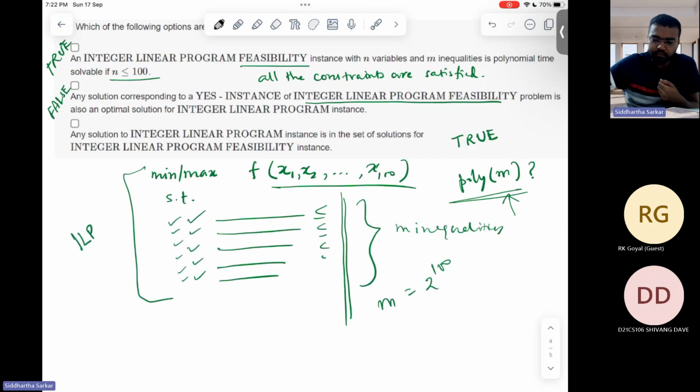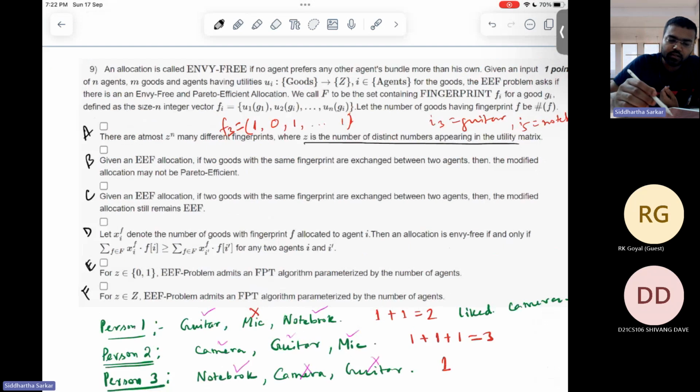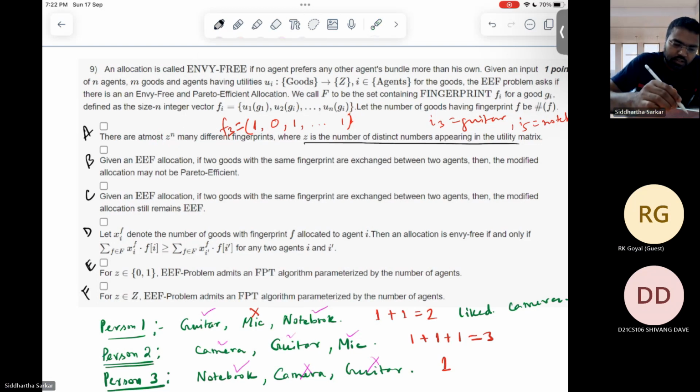The question is asking: if there are z distinct numbers appearing in the utility matrix, then how many fingerprints are possible at the max? For the first location, we have z possibilities, and since the length of the vector is n, there would be z raised to the power n possibilities. Exactly, so that is correct. That is true.